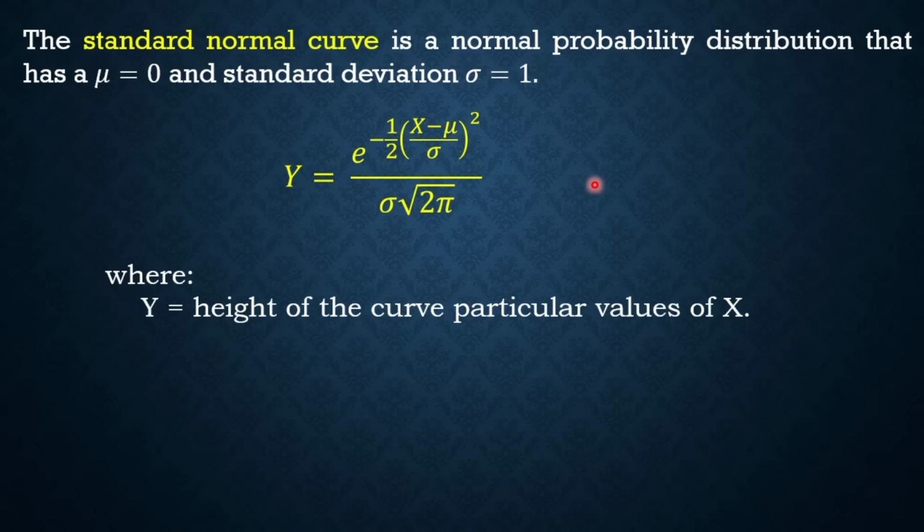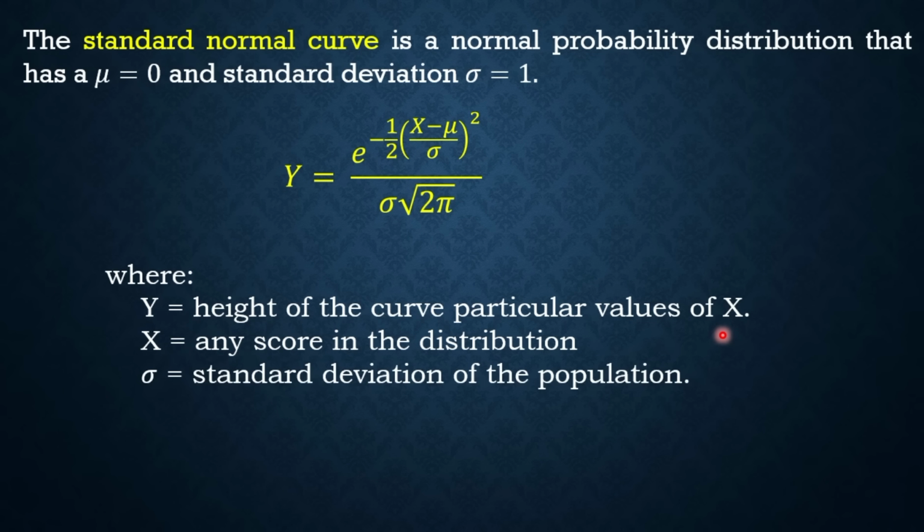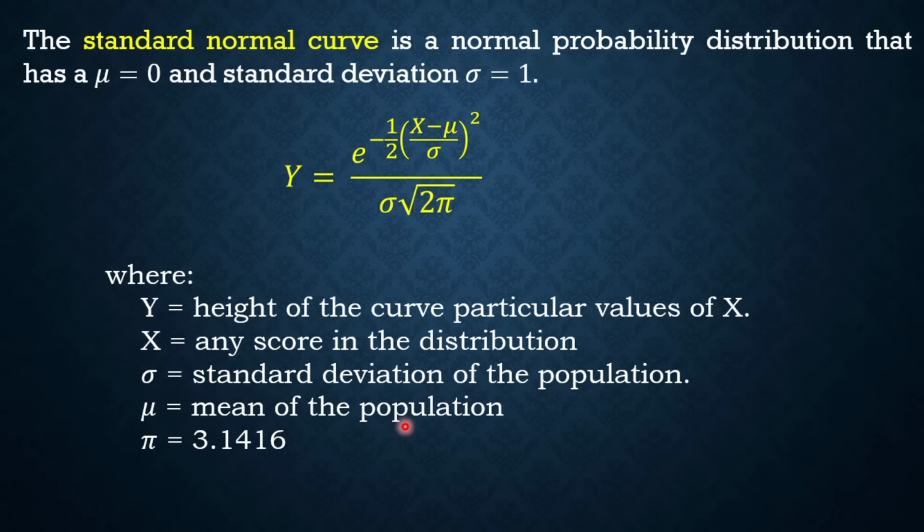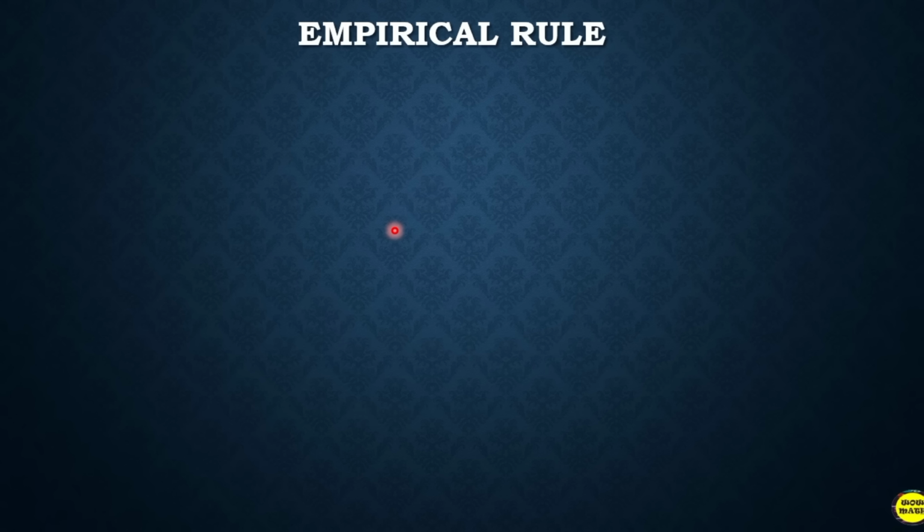Okay, so yung y natin, where y is the height of the curve, particular values of x. And then, x is any score in the distribution. Okay, this symbol is for standard deviation of the population. And this symbol ginagamit natin for mean of the population. And yung pi natin, the value of pi is 3.1416. Okay, yung letter E natin, this is for natural logarithm. The value is 2.7183. Pero sa lesson natin ngayon, hindi tayo magfo-focus for computing using this formula. Okay? Another class, may tinatawag tayong empirical rule.